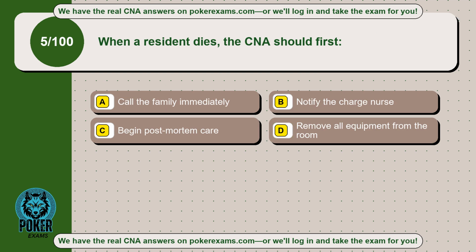Question 5. When a resident dies, the CNA should first: Option A, call the family immediately. Option B, notify the charge nurse. Option C, begin post-mortem care. Option D, remove all equipment from the room.